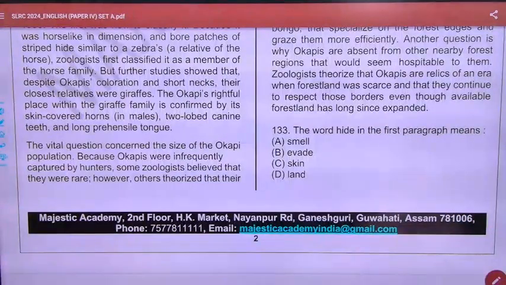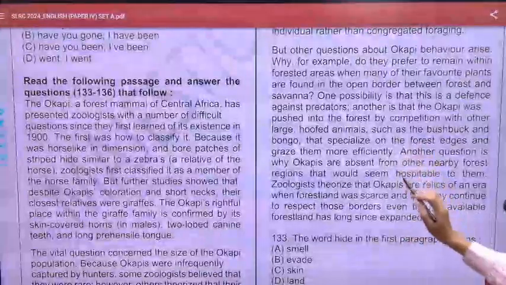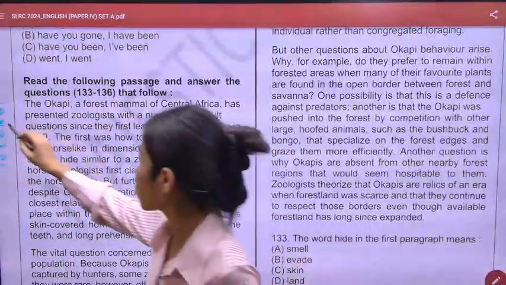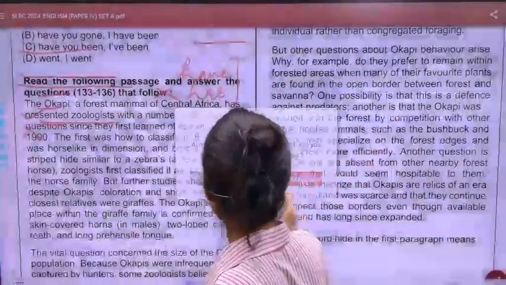Okay, so the first question asked here, according to this passage, is what the word hide in the first paragraph means. So somewhere in the first paragraph the word hide is used, what is its meaning, okay sir?